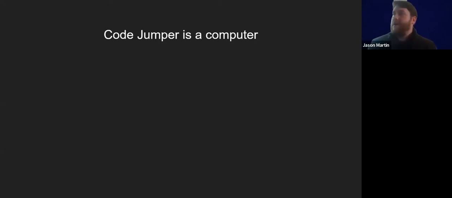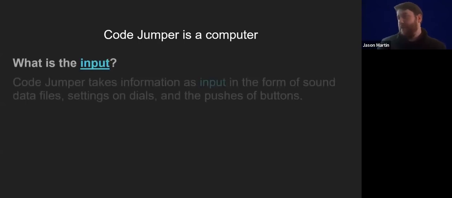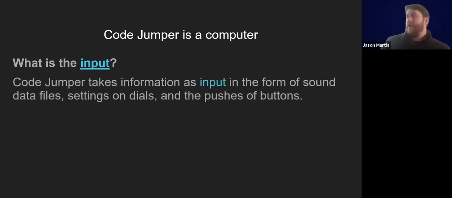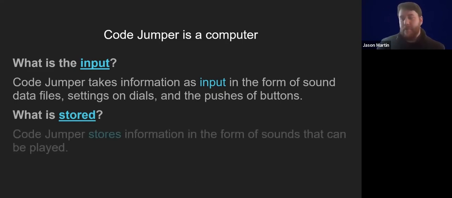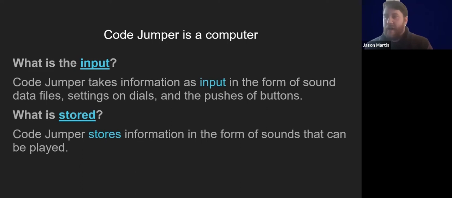So this was reiterating, and we can move quickly through this, that CodeJumper is a computer. And I ask the students, what's the input? CodeJumper takes information as input in the form of sound data files, sounds that are on the app for CodeJumper, settings on the dials, and pushes of buttons. I ask the students, what is stored with CodeJumper? So we take this idea of, again, a Braille writer or anything else, like even an MP3 player, and then we take it to CodeJumper after they've made animal sounds with it. So CodeJumper stores information in the form of sounds that can be played.